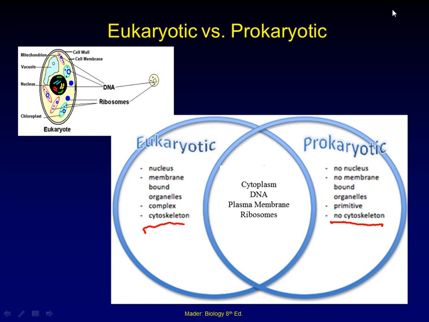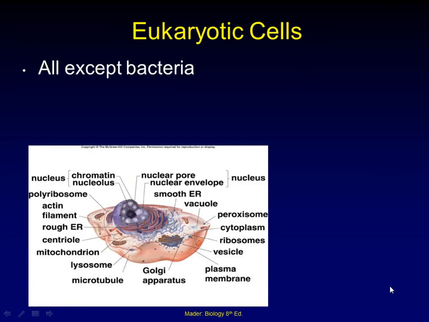What I wanted you to see here was what they have in common. They both have cytoplasm, and it's very similar. It's in both types of cells. It's primarily water, but it is the site of lots and lots of cellular reactions. They both have DNA. Every cell has DNA. They both have plasma membranes, and they both have ribosomes. And again, ribosomes were the site where proteins were put together. Okay, so let's move on to eukaryotic cells.